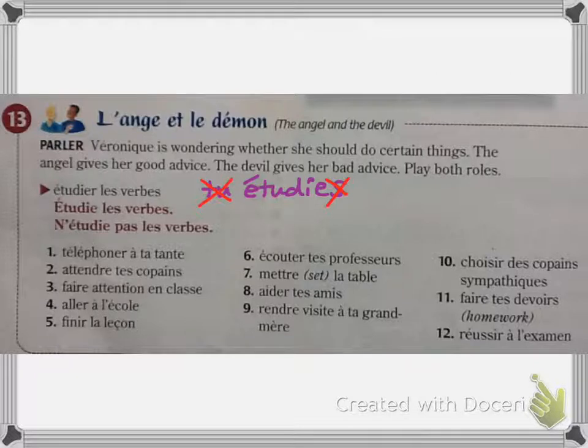So, numéro 1, téléphoner à ta tante. I'd like you to say these out loud. Téléphone à ta tante. Ne téléphone pas à ta tante. 2. Attendre tes copains.